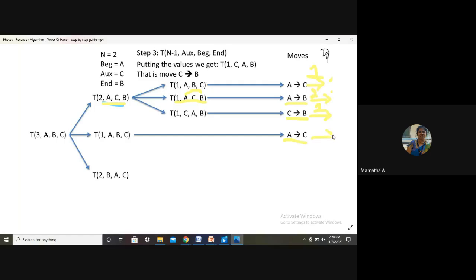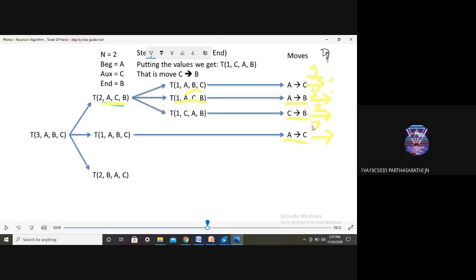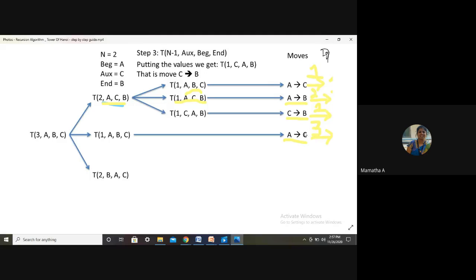Which disk is moved? What is there on A now? Which disk number? 3. So 3 will be moved. Very simple there.